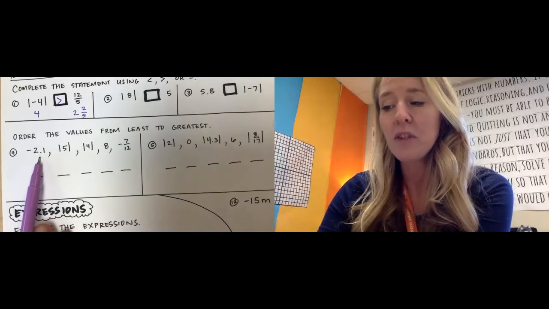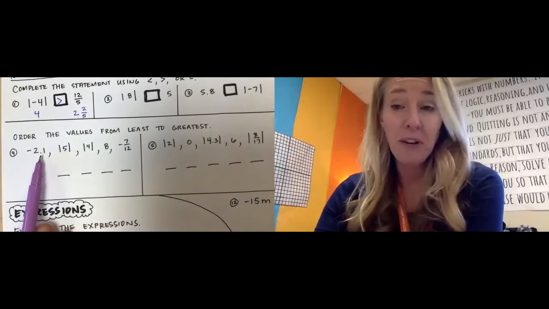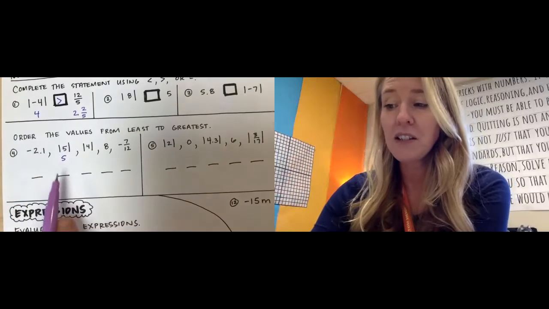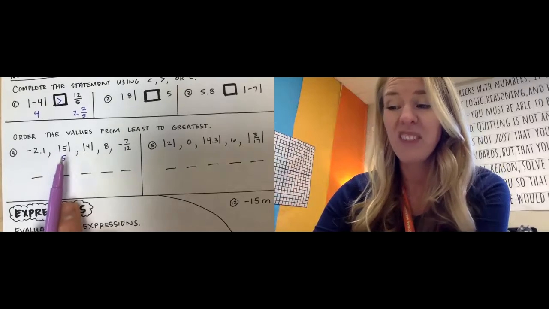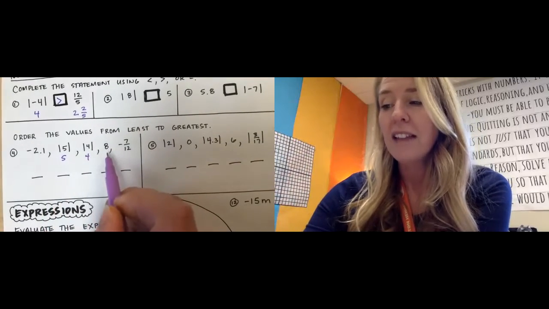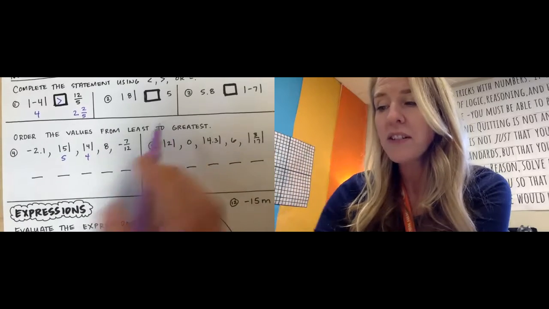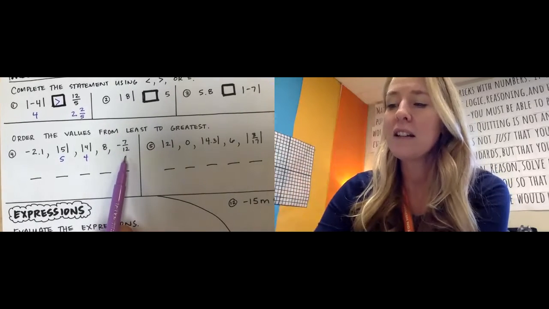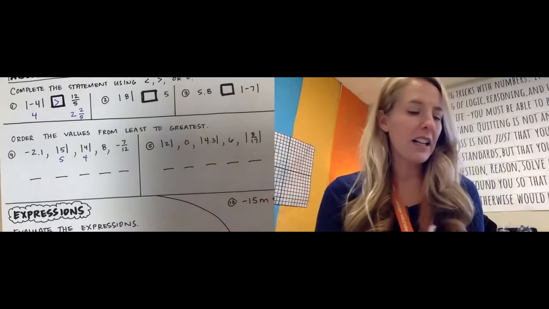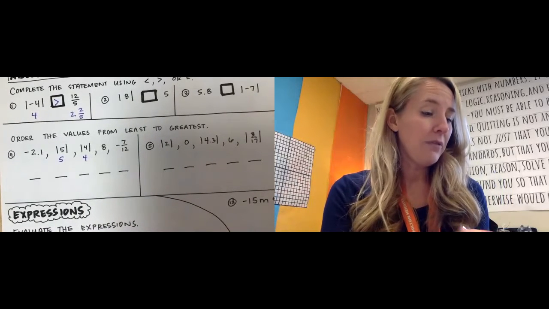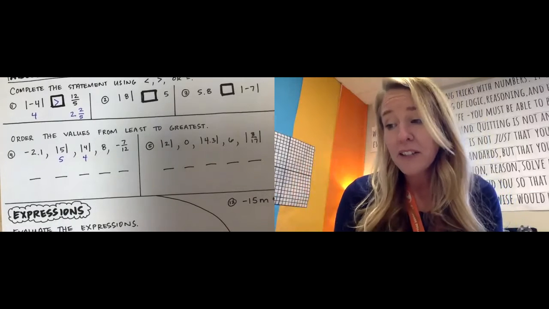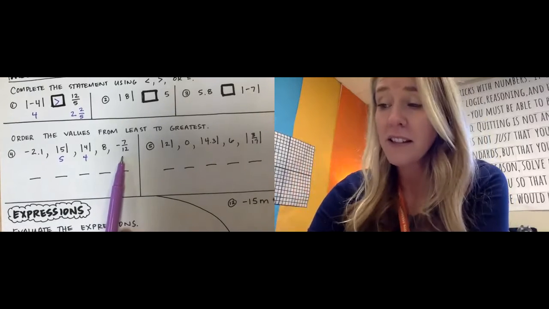So if I have -2.1, I kind of know that I can't really simplify that anymore. The absolute value of 5 is 5. Again, the distance from 0 on a number line for 5 is 5 spots away. The absolute value of 4 is 4. 8 is just 8. And then -7/12 is going to be less than -1. Okay, less than -1. I could use my calculator and I could just do 7 divided by 12 and get 0.583 repeating. And that's fine too, but I can already tell pretty quickly that that's less than -1.